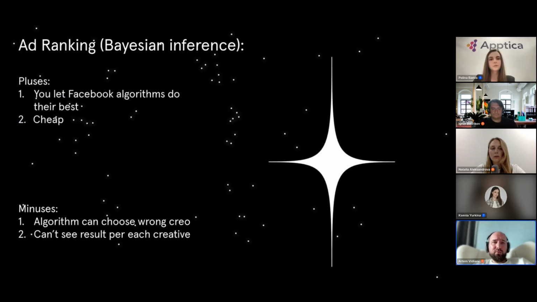Okay. The third approach is ad ranking and Bayesian inference. Pluses, you let Facebook algorithms do their best, but of course you need to control it. The second plus, it's cheap, but it's important. You need to control it. Minuses, the algorithm can choose the wrong creative, and the second, you can't see results per each creative.